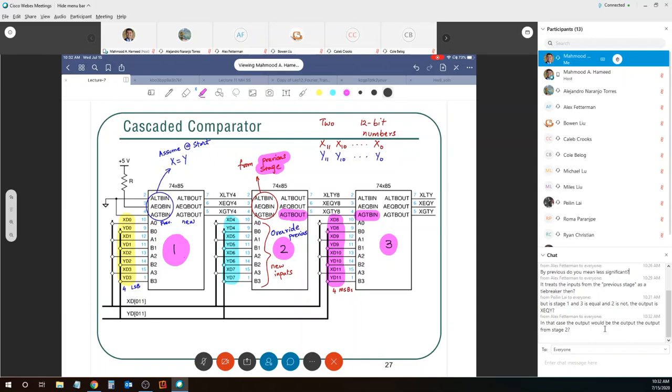Yeah, in that case, the output will be the output of the previous stage. Yes. So for the most significant bits, if they are equal, then it looks at whether a was less or not from the previous stage.